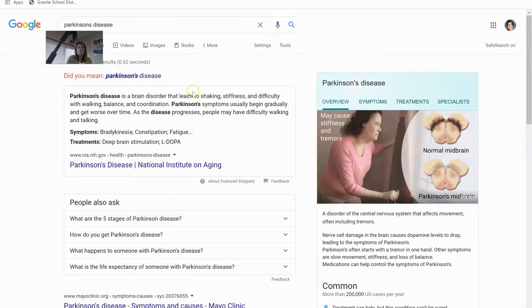So Parkinson's disease is a brain disorder that leads to shaking, stiffness, and difficulty with walking, balance, and coordination. Parkinson's symptoms usually begin gradually and get worse over time, and as the disease progresses, many people have difficulty walking and talking. So it's not degenerative in the sense that it affects your brain and it causes you to have dementia or anything like that. It has to do with your muscles.